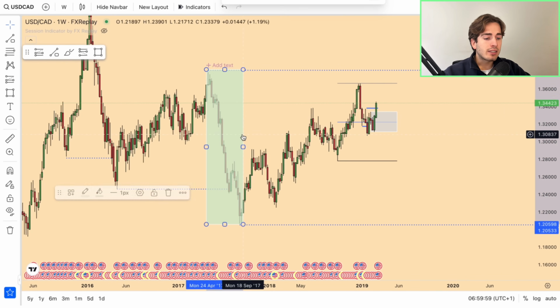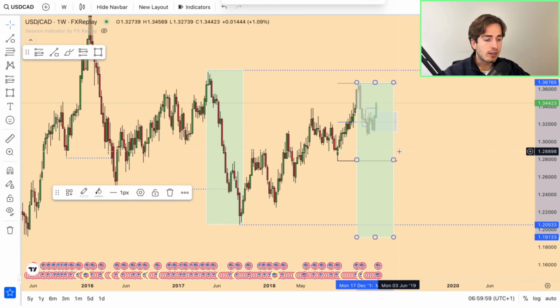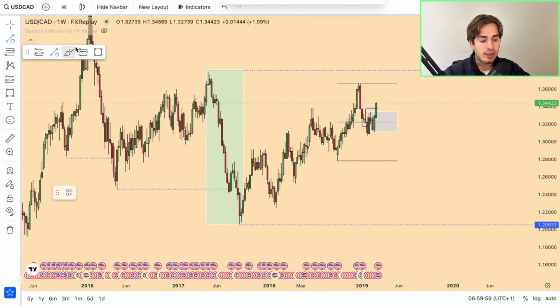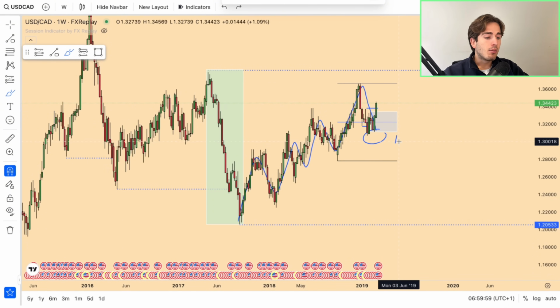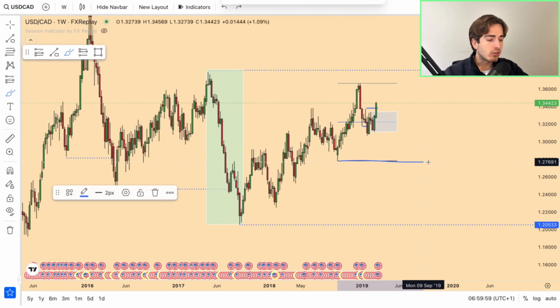Obviously, we're looking for the next impulsive phase to start towards the downside on the weekly, but the weekly internal trend, we cannot deny, has been bullish, right? So again, those shorts were nice back down into discount pricing, but the real shorts on USD CAD will start once this low here breaks.